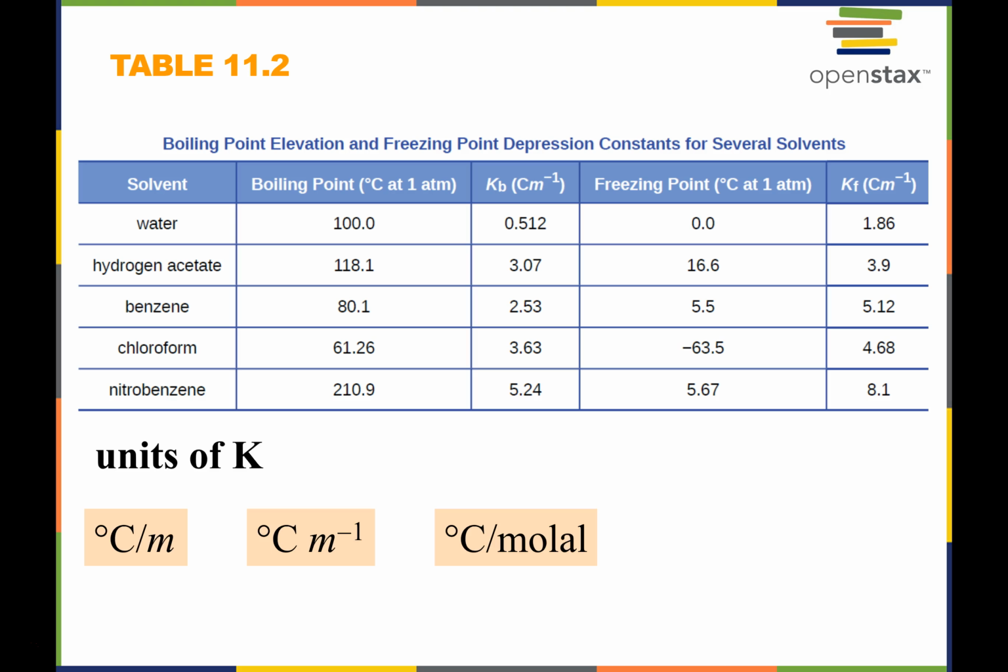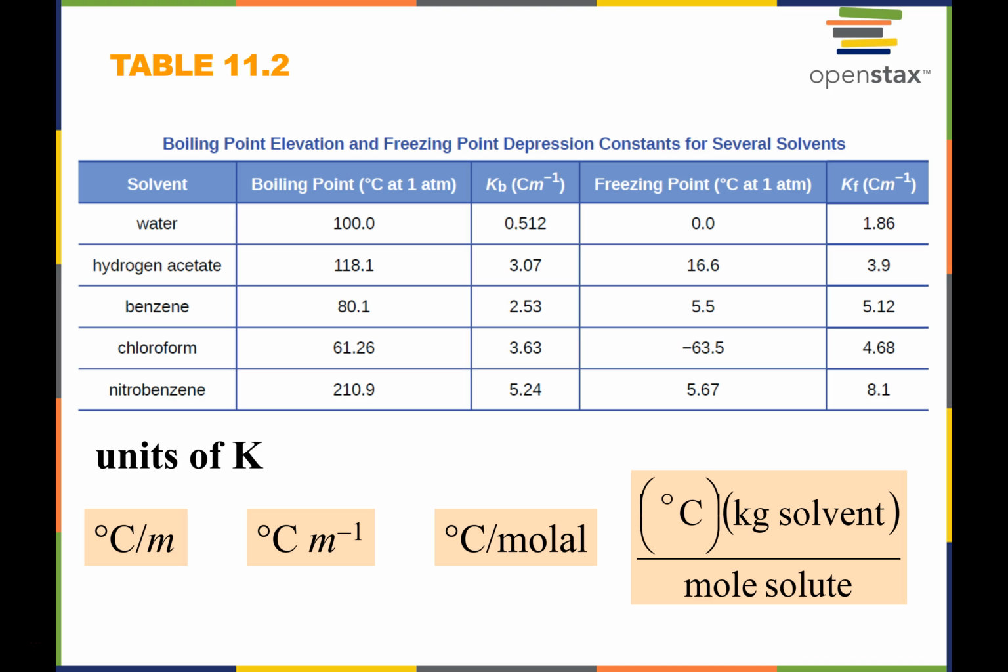So the units of the boiling point elevation constant or the freezing point depression constant are going to be temperature. We're going to go with Celsius. So degrees Celsius per molal. Now, molal, we said, was what? Mole of solute per kilogram of solvent. So we could actually unpack molal, and it would look like this: kilogram of solvent on the bottom, mole of solute on the top. So that's another really valid unit for your boiling point elevation and your freezing point depression constants. And that's why it is.